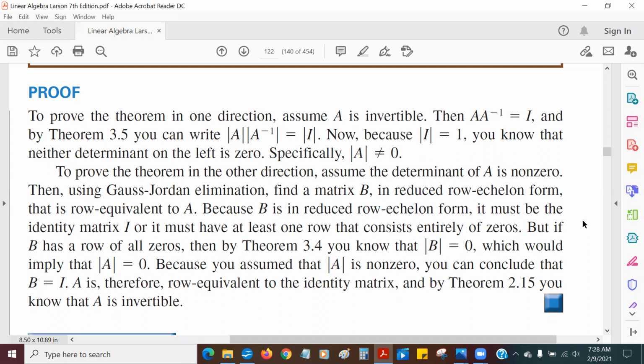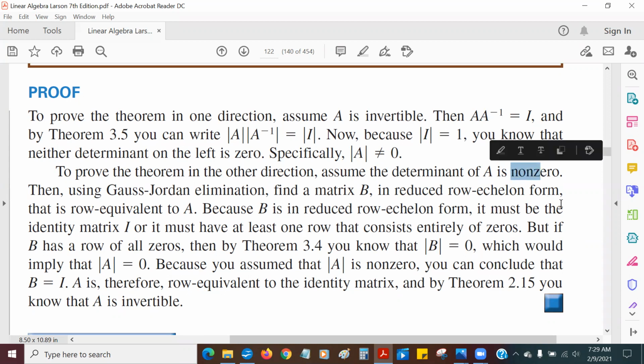So either B is going to be the identity matrix, or B is going to have at least one row which is all zeros. But wait a second, if B has a row that's all zeros, that means the determinant of B is equal to 0, which would imply that the determinant of A is equal to 0, because the determinant of A is just the determinant of all those elementary matrices times B. Those are all non-zero. But wait a second, we're working under the assumption that the determinant of A is non-zero.